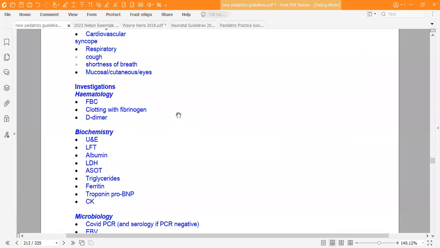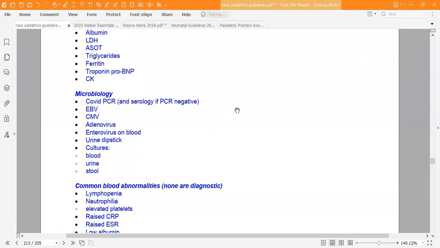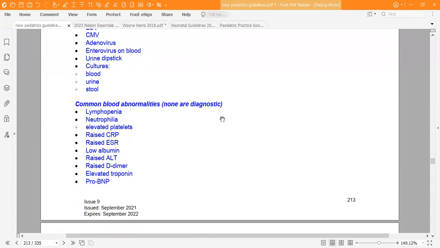Investigations, the hematological investigations: full blood count, clotting with fibrinogen and D-dimer. Biochemistry: urea, electrolytes, liver function test, albumin, LDH, anti-streptolysin O titer, triglycerides, ferritin, troponin, and creatine kinase. The microbiology: COVID PCR and serology, if PCR negative, Epstein-Barr virus, cytomegalovirus, adenovirus, enterovirus on blood, urine dipstick, cultures, blood, urine, and stool.